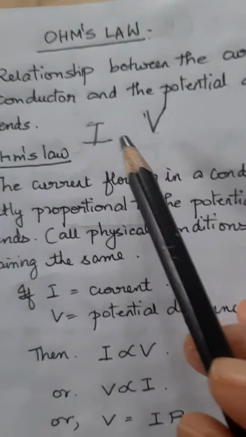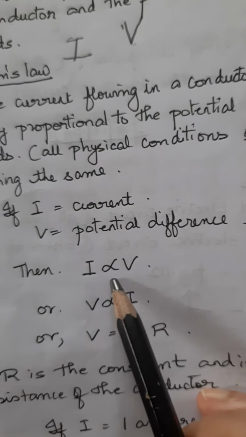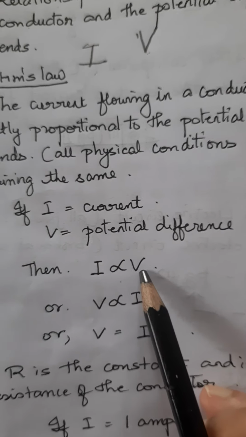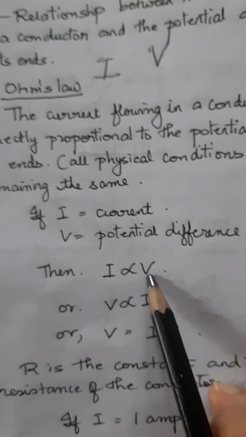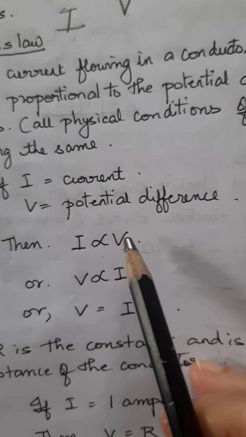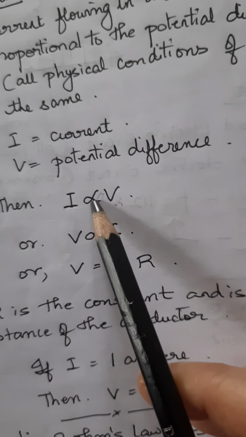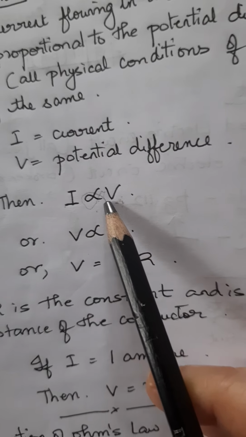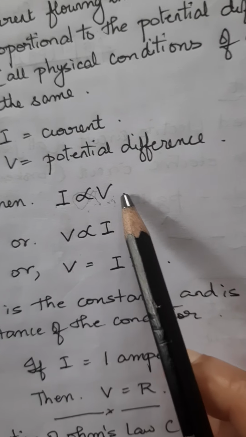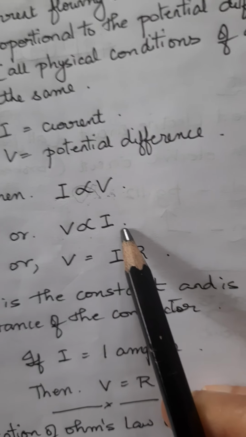According to Ohm, the electric current flowing through the conductor is directly proportional to the potential difference applied across its ends, provided all the physical conditions remain the same. That is, I is directly proportional to V. This is Ohm's law. Now, I can also write I directly proportional to V as V directly proportional to I.